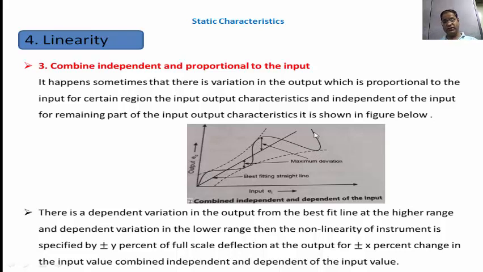So from the best fitted line, there is higher range and dependent variation in lower range, then the non-linearity of the instrument is specified in plus minus y direction. Also there is a percentage of full scale, plus minus x percent, in x direction. So there is a combined change you have to take. Somewhere you have to take small and somewhere you have to take large. So there is combined independent and proportional to the input values in this case.